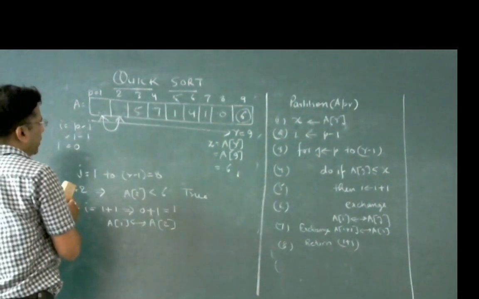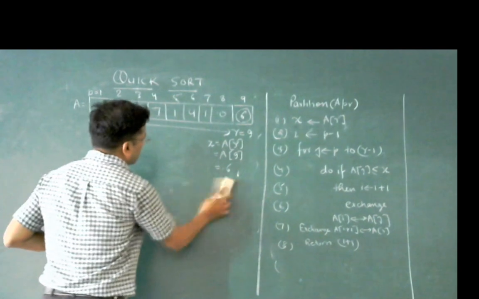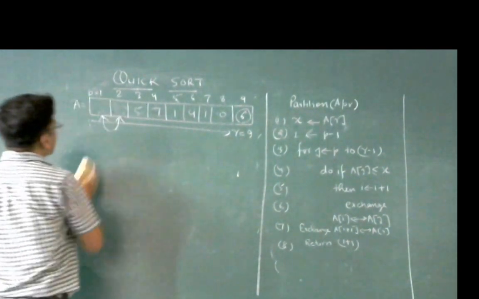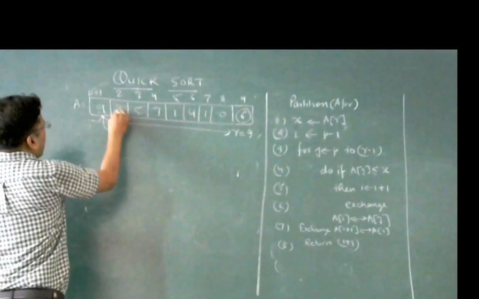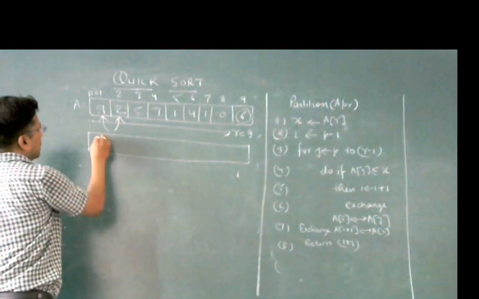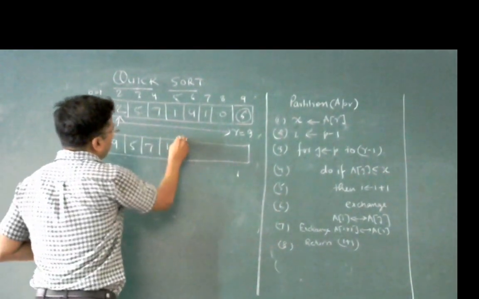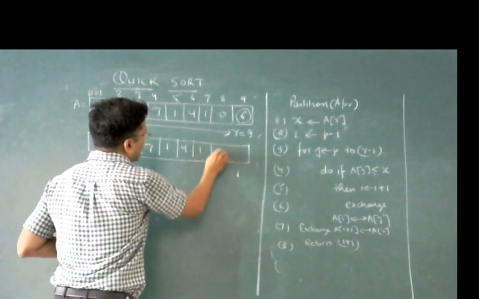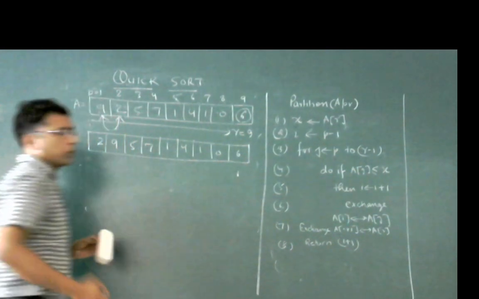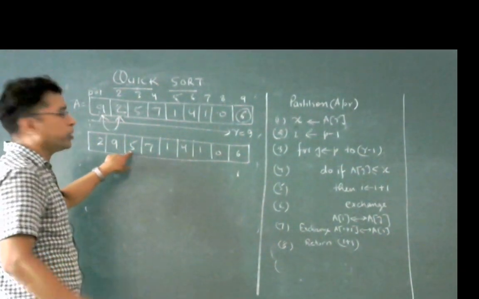9 would come here. I'm writing this here. 9 2. After that, it will look like this: 2 9 5 7 1 4 1 0 6. Okay. Now we shall move forward for j equals to 3.